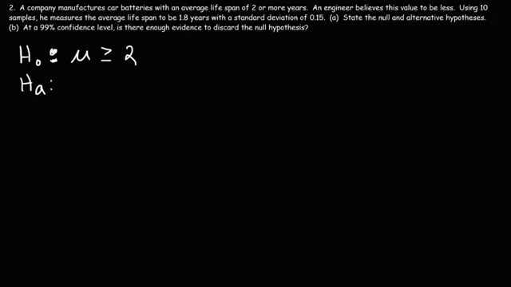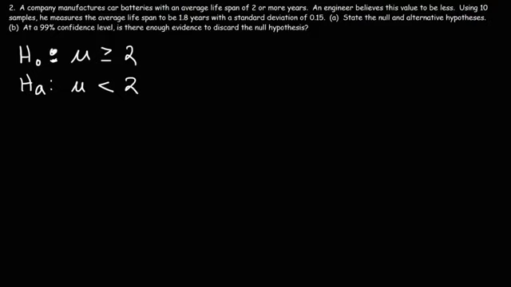Now, for the alternative hypothesis, we need to look at the engineer. He believes this value to be less. So he's the one that's going to conduct the experiment. So he believes that the mean is less than 2 years. So that's it for part A.